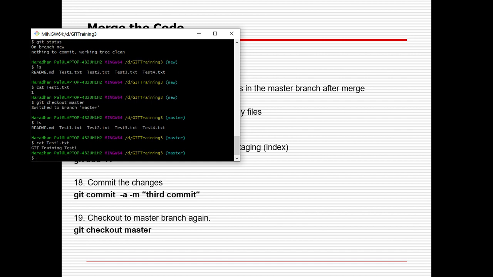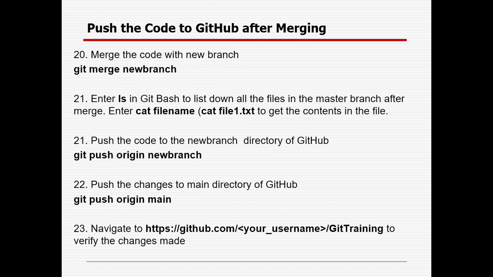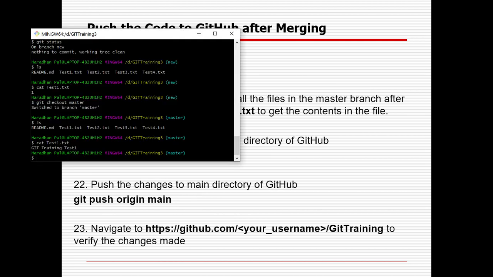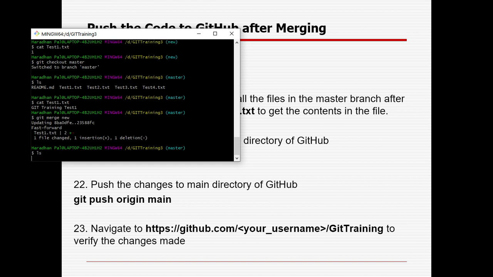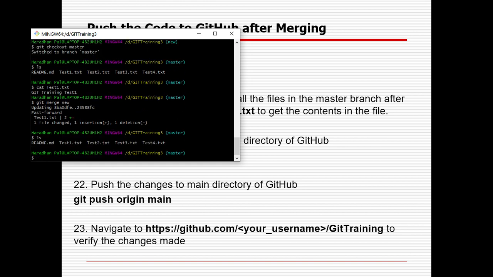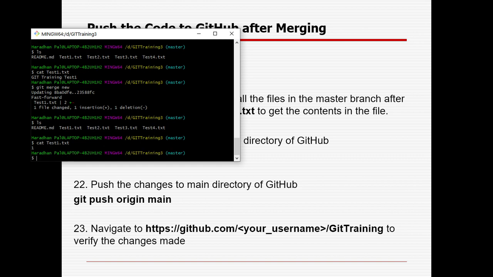Now if you want to merge the new branch into the master branch, you can merge it with git merge and the new branch name. Git merge new. So it is merged now, and that file has been updated. Now if you see how many files are there, and if you want to see the updated code here, cat test1.txt, you can find only one, right? Now it is working fine.